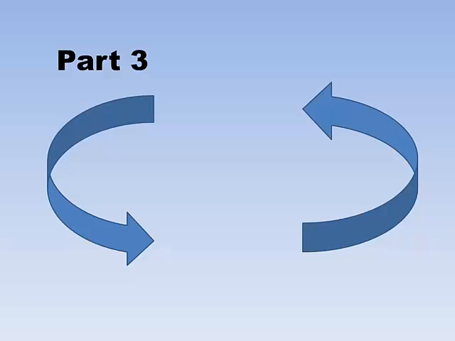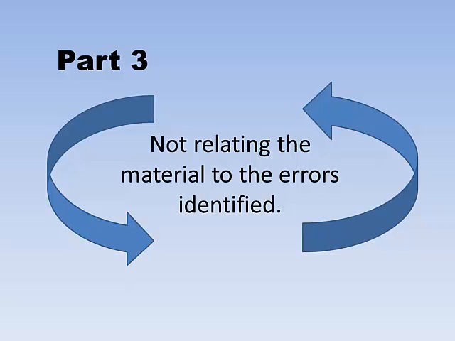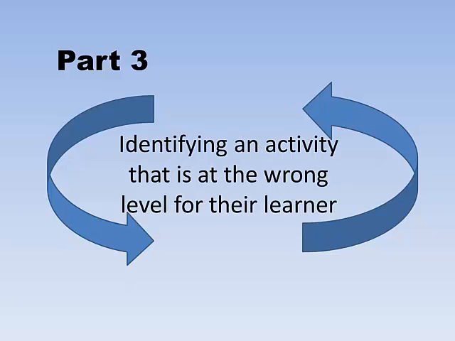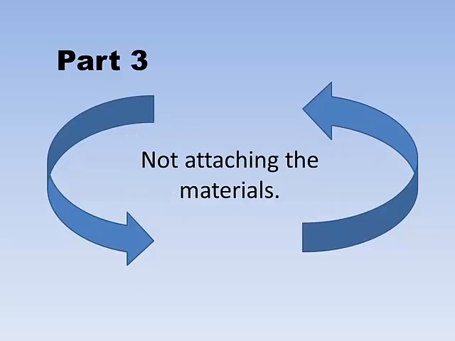In part 3, a couple of things that people sometimes have difficulty with is that they don't relate the material to the errors that are identified. So it may be that you've got a piece of material which may well be useful for your learner, but it doesn't specifically relate to the errors that you identified in part 2. Another problem might be that you just identified an activity that's at the wrong level for their learner. Perhaps it targets the language that you identified as being a problem, but it's too difficult or too easy for the learner that you've got. Another problem is that you just don't attach the material, so you need to attach the materials that you've found for that learner.